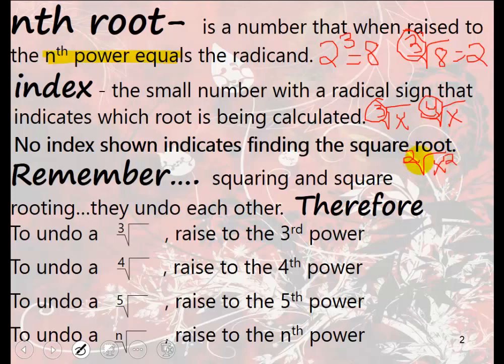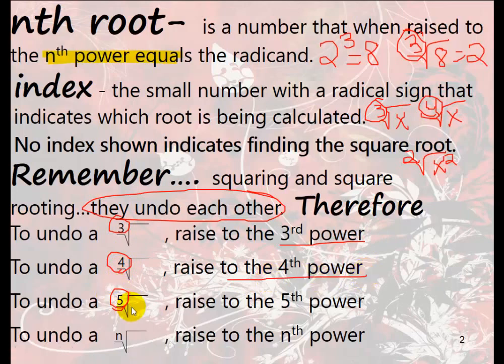So remember squaring and square rooting, they undo each other, okay? Well, in the same way, if you have a cubed root, to undo it, you raise it to the third power. If you have a fourth root, to undo it, get rid of the radical sign, you raise it to the fourth power. If you have a fifth root, you're going to raise it to the fifth power to get rid of the root, and so on and so on, so that you raise an nth root to the nth power.